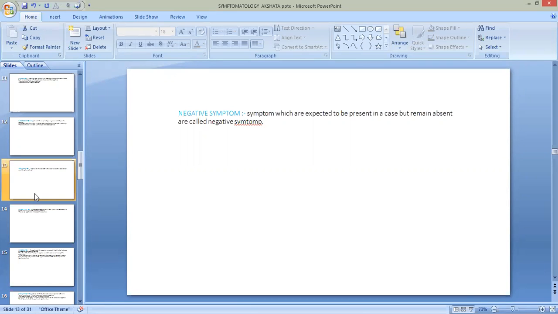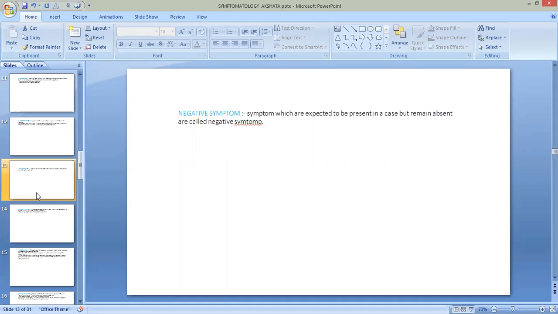For example, absence of thirst in fever, or absence of pain in inflammation. So in fever there is dehydration, so the patient must be thirsty. But if there is absence of thirst, though the patient was suffering from fever, then it is an unexpected symptom, and it is called a negative symptom.